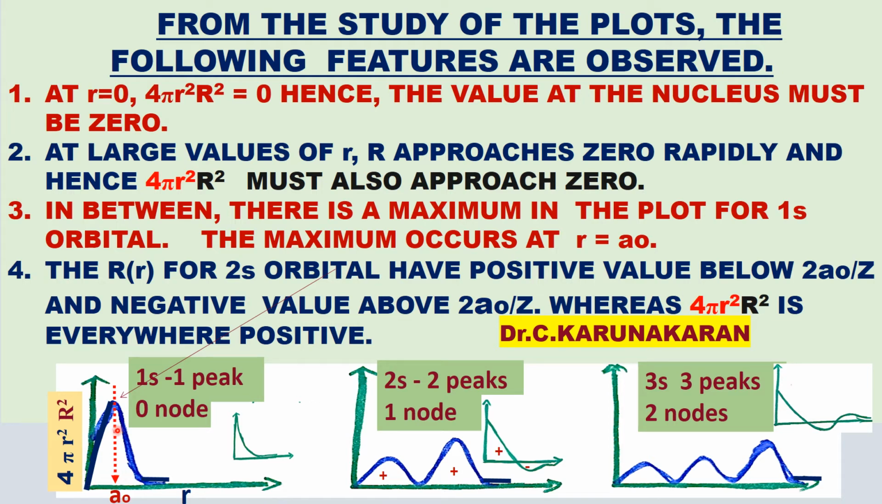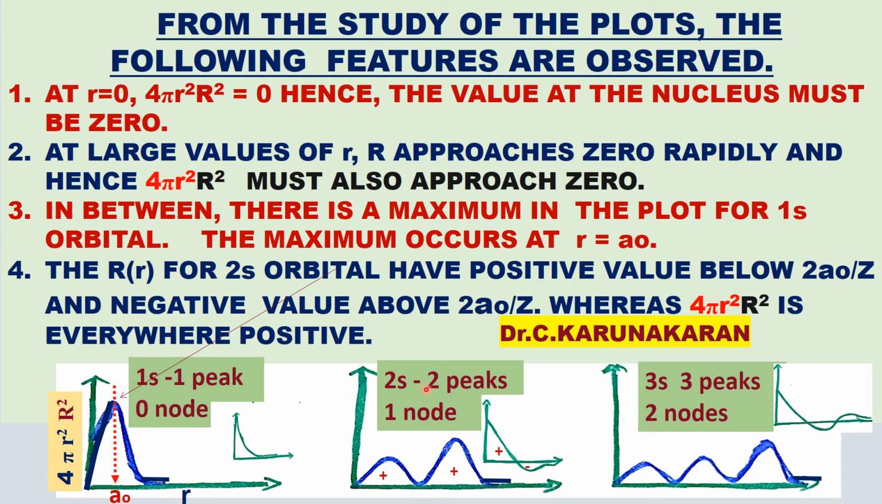Now, in between the two extreme r values, there is a maximum. In between the extreme values, there is a maximum in the plot for the 1s orbital. This is the maximum probability of finding the electron for the 1s orbital, that is at r equal to a naught. This is the first Bohr orbit radius. So the maximum occurs at r equal to a naught.